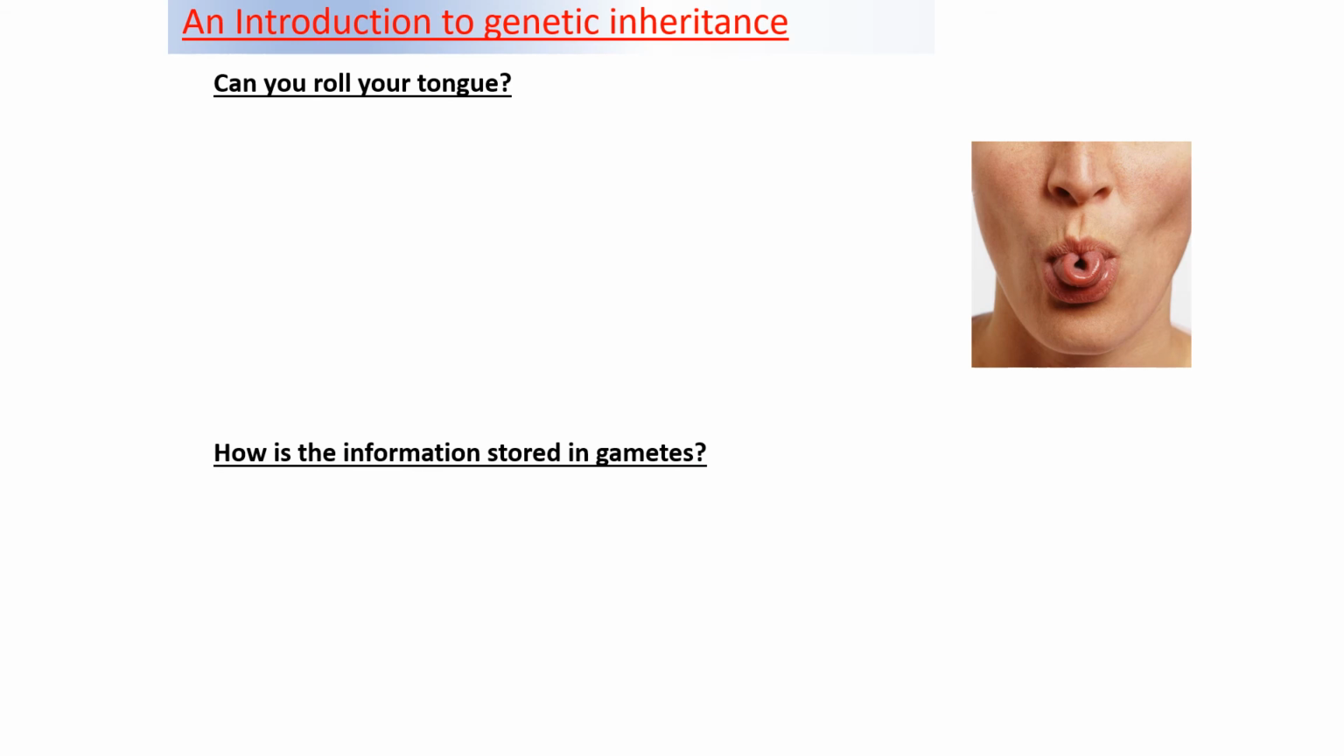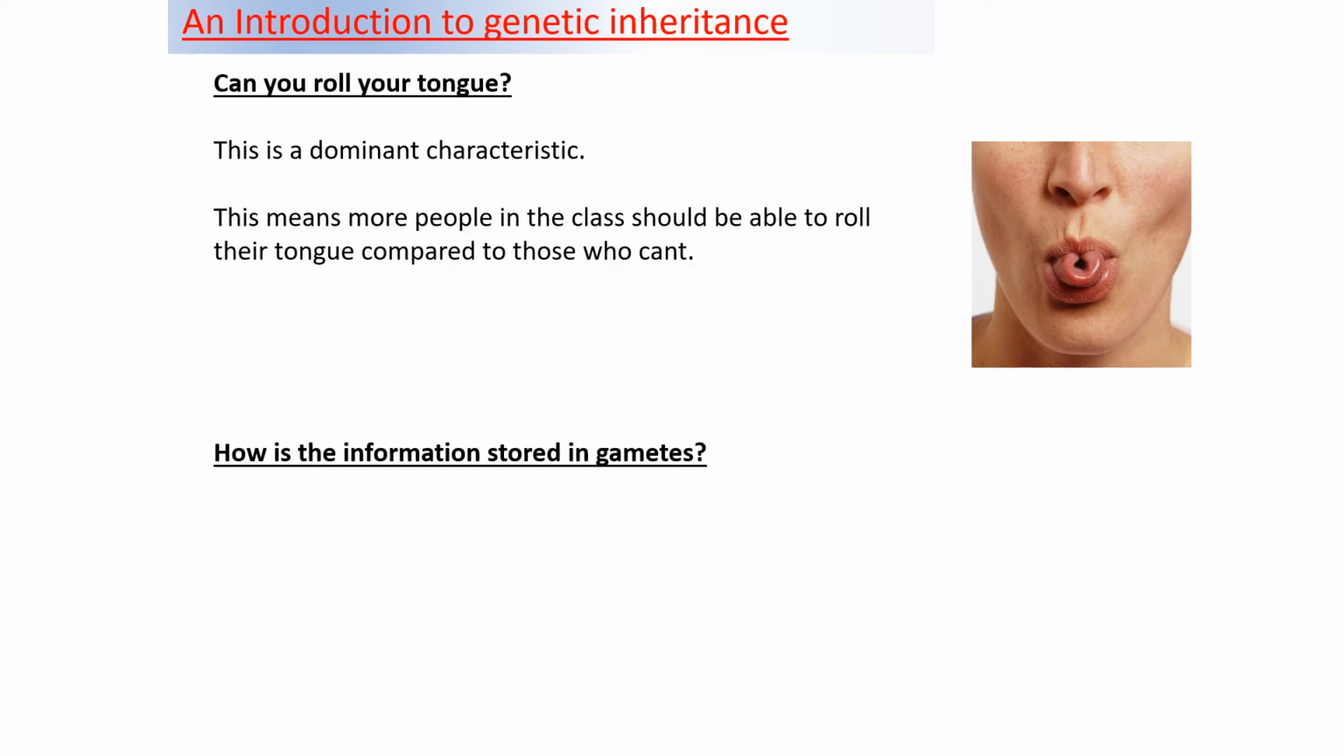An introduction to genetic inheritance, or you can say inheritance in action. Can you roll your tongue? How is the information stored in gametes? If I ask you this question, can you roll your tongue? You could say yes or no, or halfway, I cannot do it completely. The answer varies from person to person, because this is a dominant characteristic, which means that more people in the class will be able to roll their tongue compared to some.